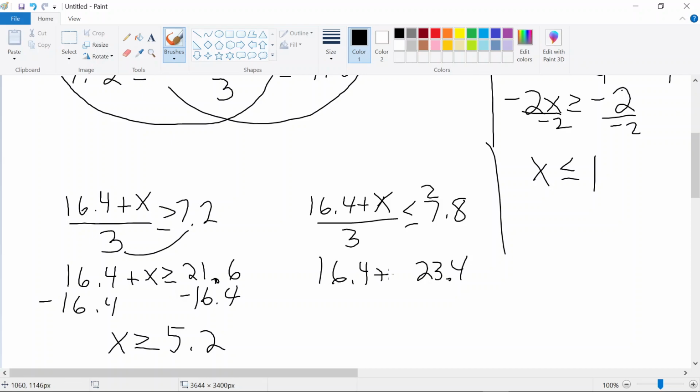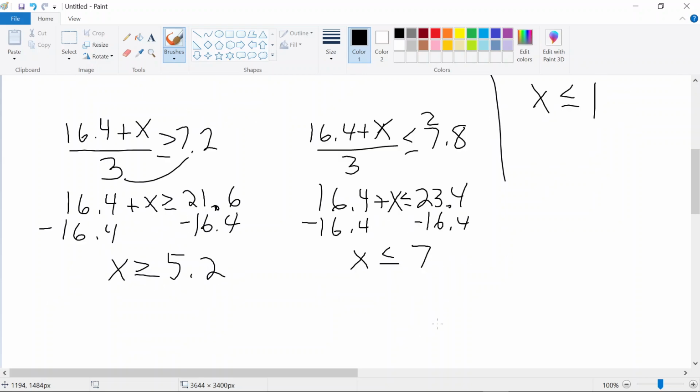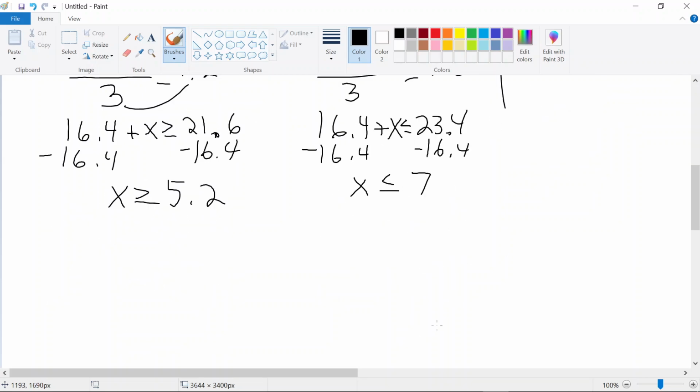16.4 plus x is less than or equal to 23.4. Then I'm subtracting 16.4 from both sides, and x is less than or equal to 7. Very good. And I can put them all together. 5.2. Notice it's on the close side, so it's less than or equal to x. X is less than or equal to 7.